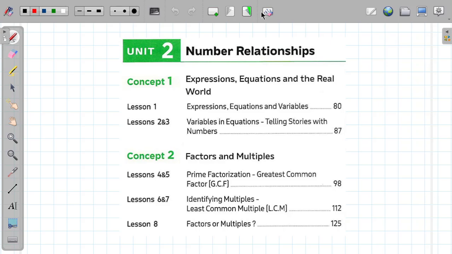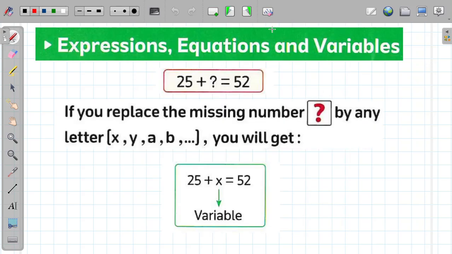Okay, so let's begin with the first lesson today. It is about expressions, equations, and variables. Listen to me carefully. Our first lesson here, we must understand it well because it's very important and is considered the base of algebra in mathematics. So we must focus on it very well. Okay, so let's go.